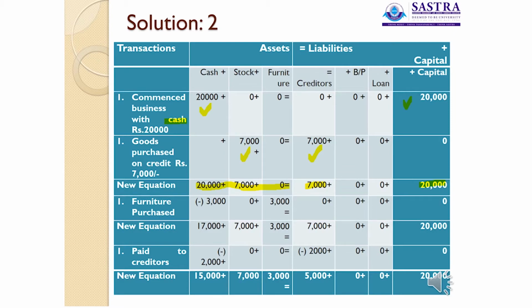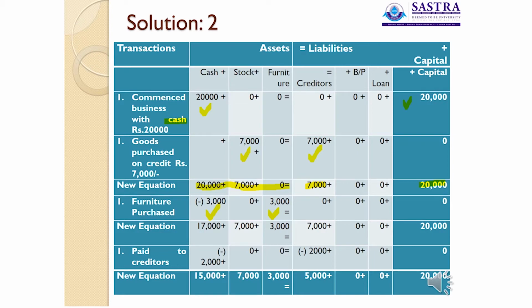Then the next one is furniture purchased. What are the accounts involved here? Furniture account and cash account. Here the cash value decreased because cash goes out of the business. So cash value decreased. Here furniture increases the value of the asset, so plus 3,000. Here there is no effect on the liability.